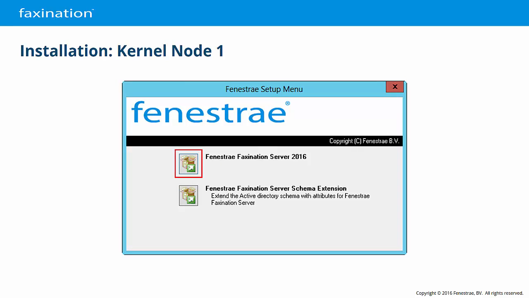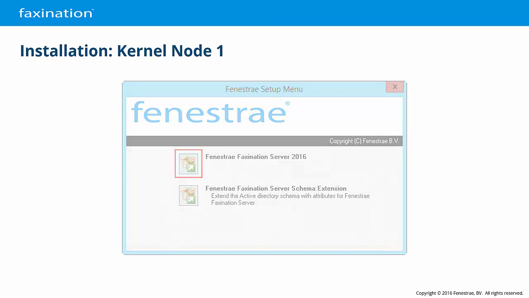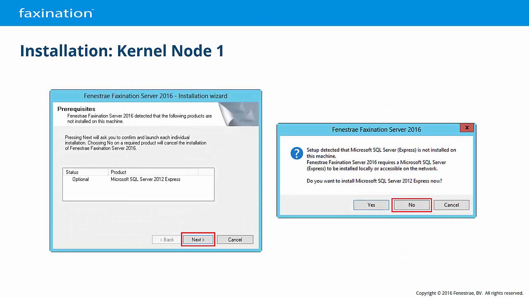Log on to the server that will become the first node of your load balance cluster using the Faxination service account. Launch the Faxination 2016 setup as usual. The installer will ask about the SQL resource again. Skip these dialogues just as you did for the queue installation.